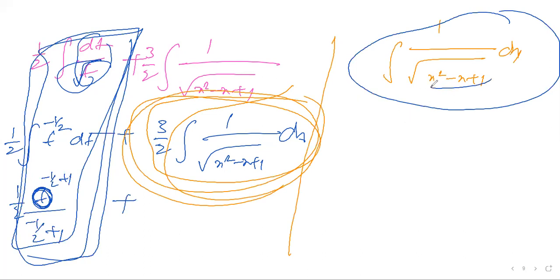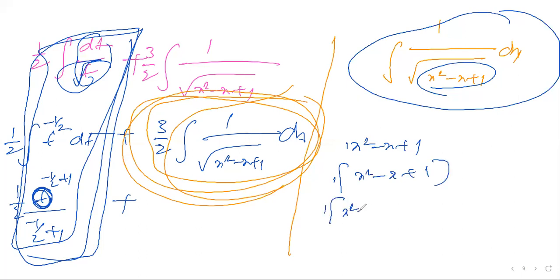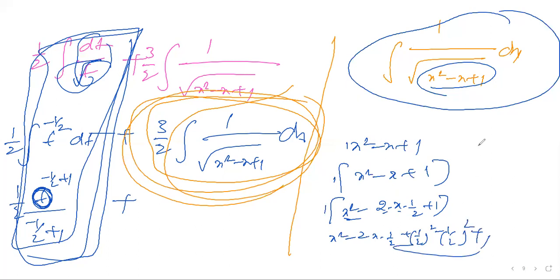You can convert this, taking x square minus x plus 1 separately. The coefficient of x square is already 1, so 1 is common. Then you can take 2 into x into 1 by 2 plus 1. Now a square, 2ab, plus b square, right? X square, 2 into x into 1 by 2, b square means plus 1 by 2 whole square, minus 1 by 2 whole square plus 1. Then you continue this work.